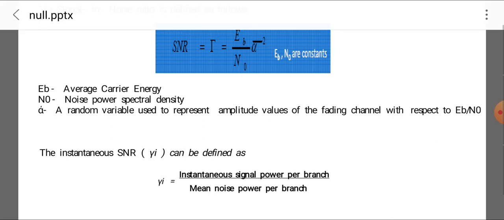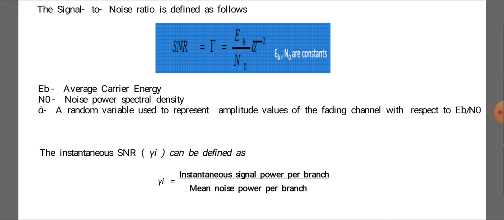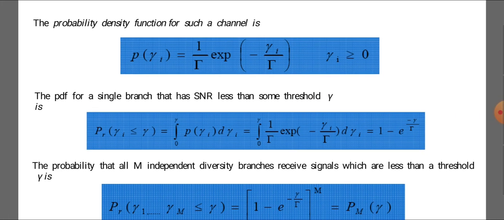The instantaneous signal to noise ratio gamma I is defined as gamma I is equal to instantaneous signal power of a branch divided by mean noise power on the same branch. The probability density function for such a channel is P of gamma I is equal to 1 by capital gamma e power minus small gamma I divided by capital gamma.